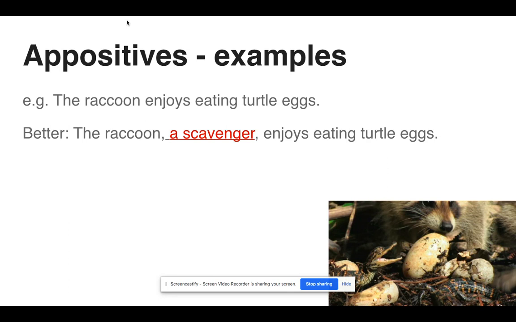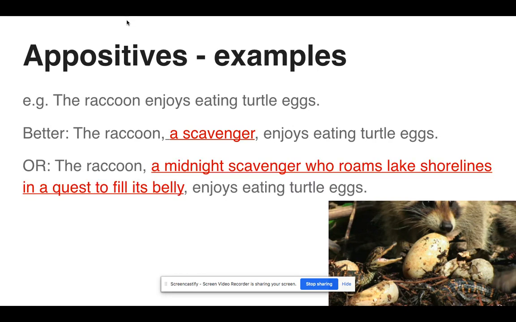When you use an appositive, you can use a noun phrase that's short, like this one, a scavenger, or you can elongate it. You can make it even longer and more detailed. Let's take a look at another example. The raccoon, a midnight scavenger who roams lake shorelines in a quest to fill its belly, enjoys eating turtle eggs. So you can see here, the part that's highlighted in red and underlined is also an example of an appositive, but I've just made the noun phrase much longer to provide even more detail, to make the sentence a little bit more descriptive and a little bit more interesting.